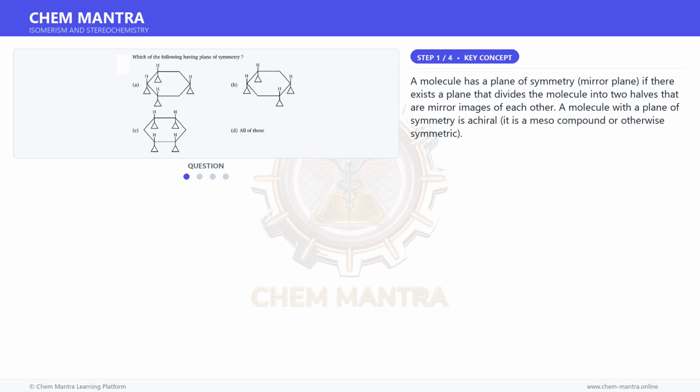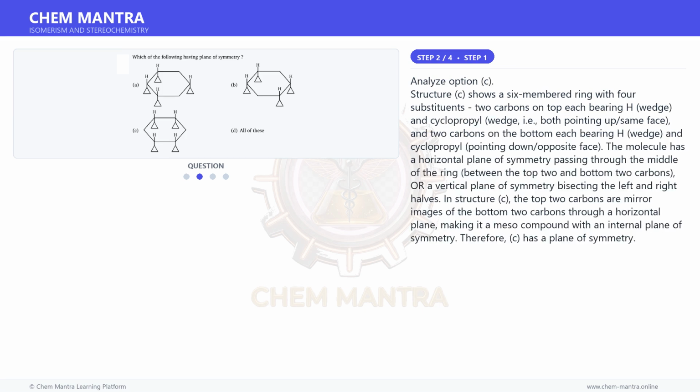A molecule has a plane of symmetry, mirror plane, if there exists a plane that divides the molecule into two halves that are mirror images of each other. A molecule with a plane of symmetry is achiral, it is a mesocompound or otherwise symmetric. Moving on to the next step.